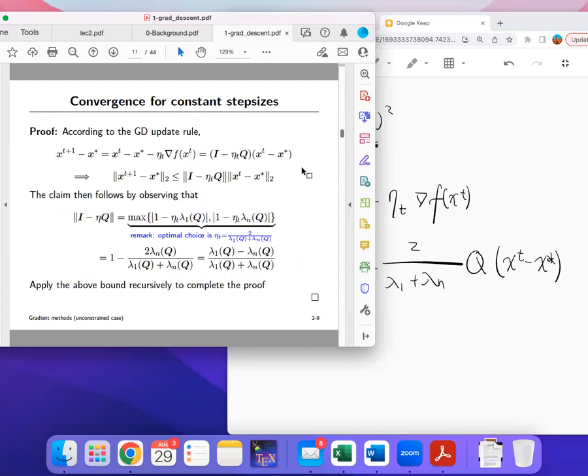And we have some time. Let's go through the proof.